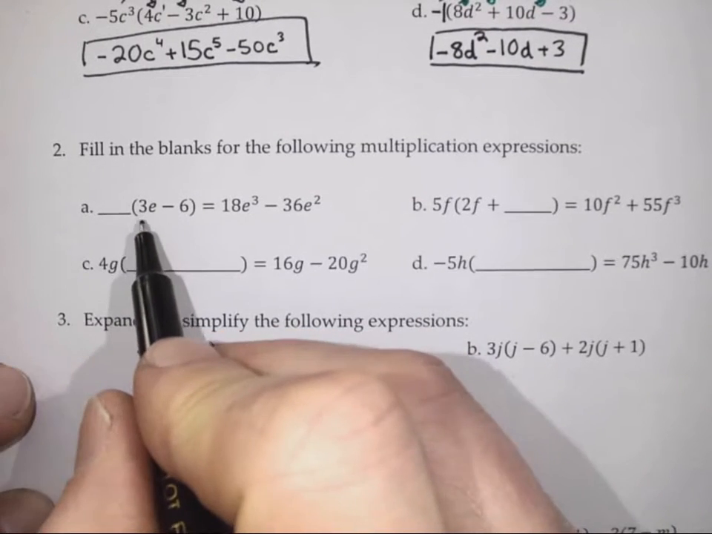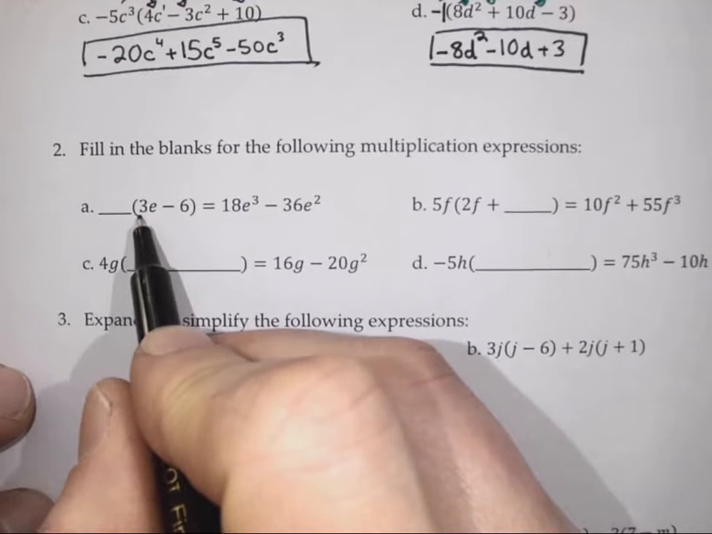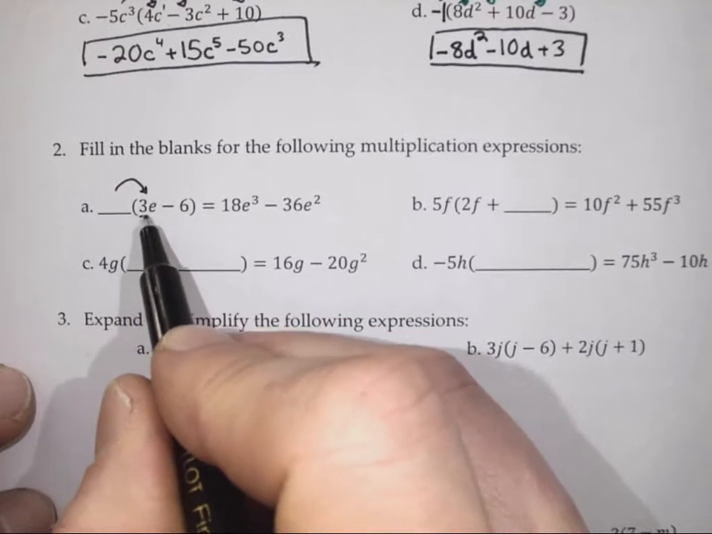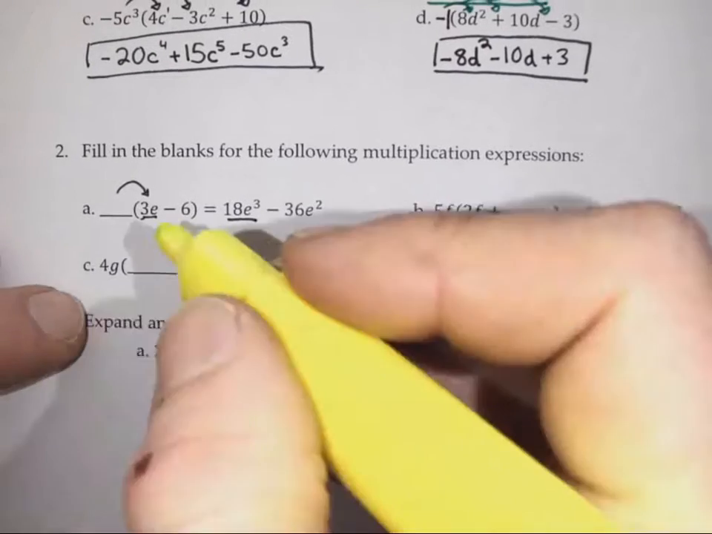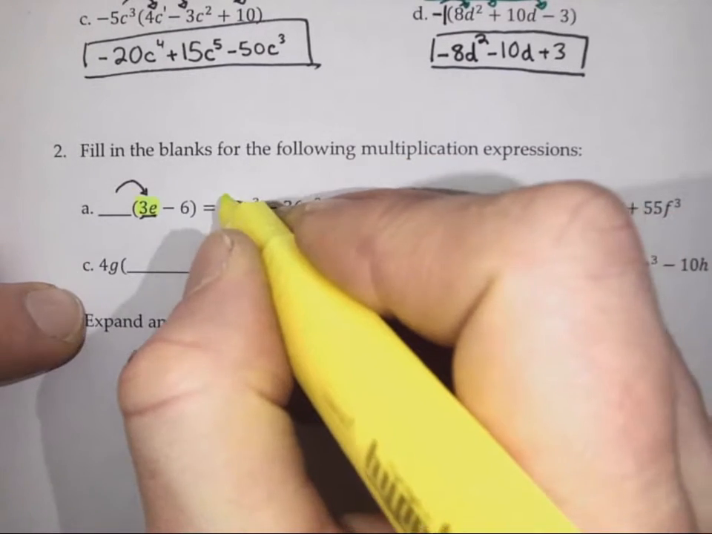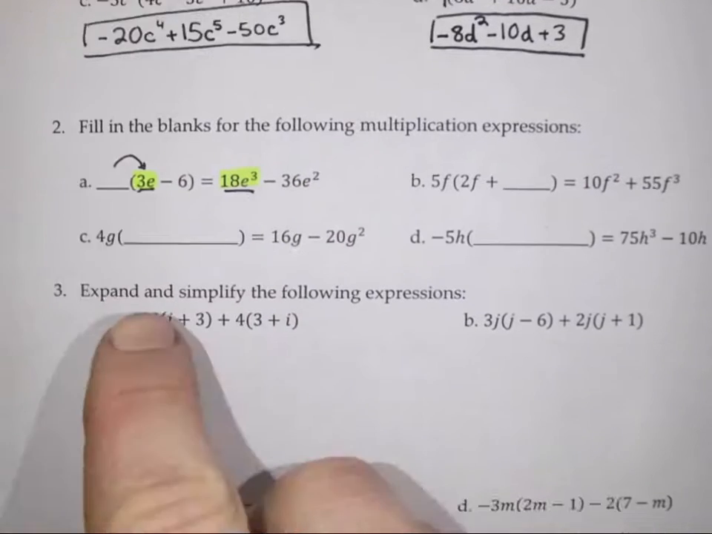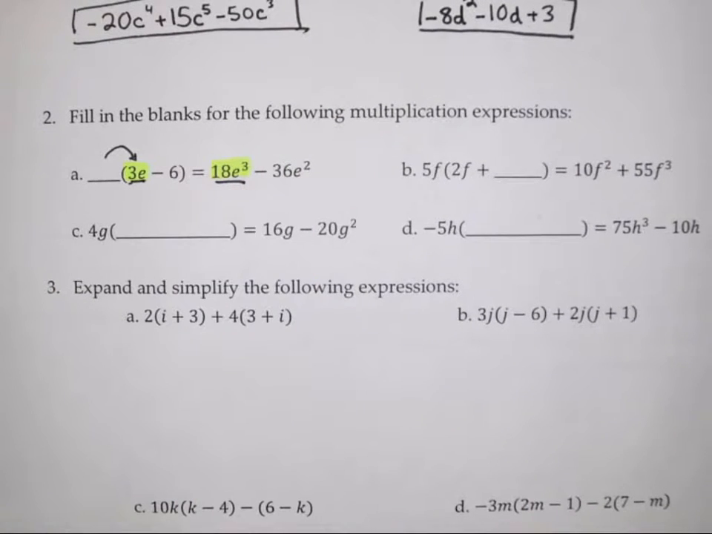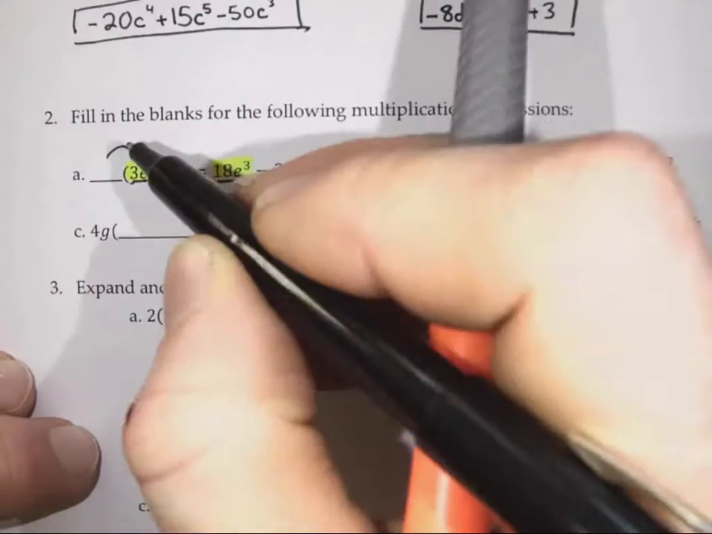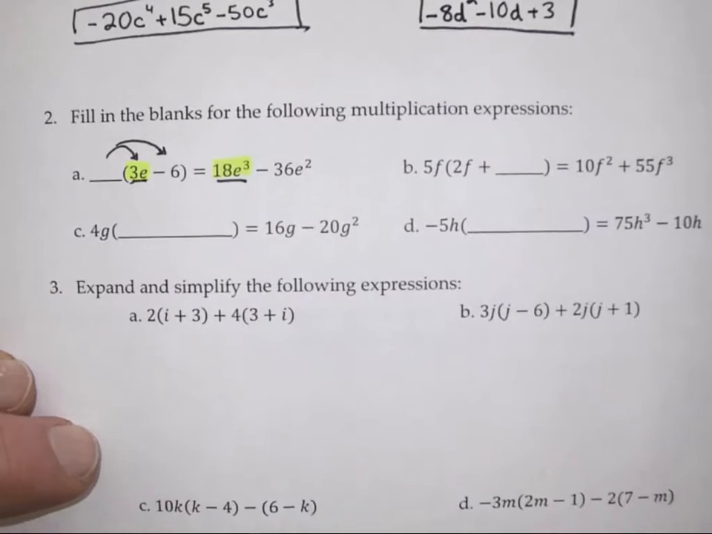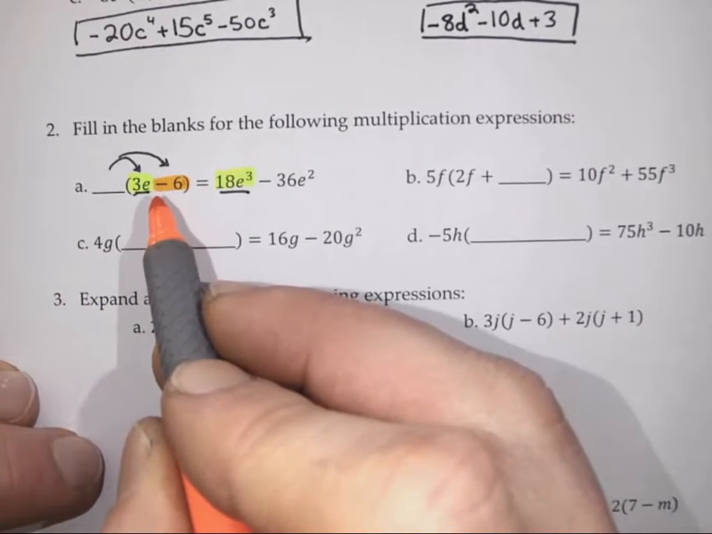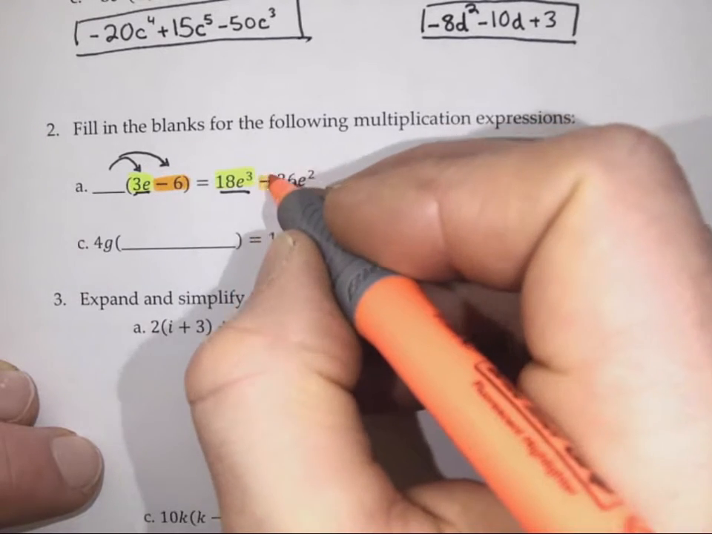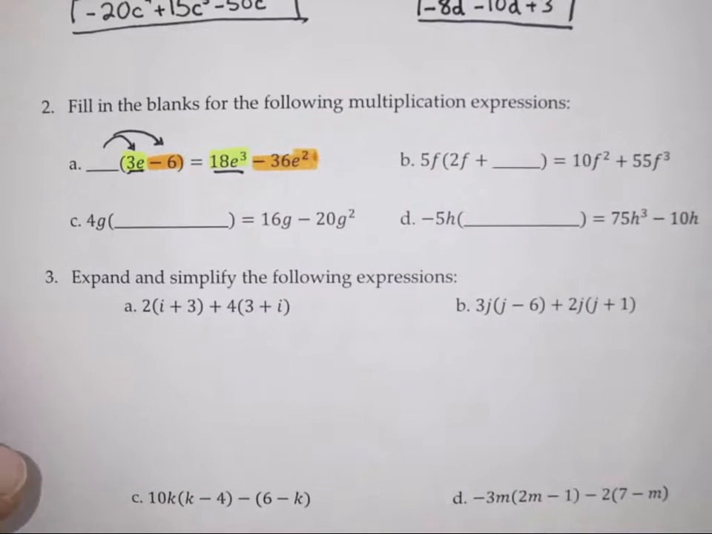All right, so anyway, we know that some number, when we multiply it by 3e, we get 18e cubed. So I'm just going to highlight those with the same color. Those guys correspond together. Something times 3e gives you 18e cubed, and maybe you're already starting to get some guesses. And it turns out also when you multiply that number by negative 6, and notice I'm highlighting the negative as well because that's part of its identity, you get negative 36e squared.